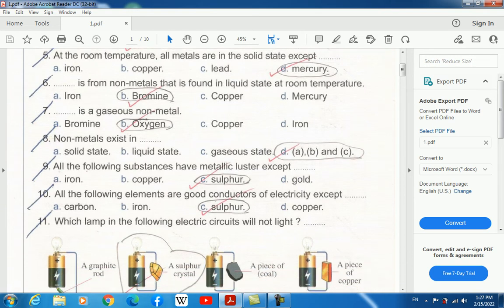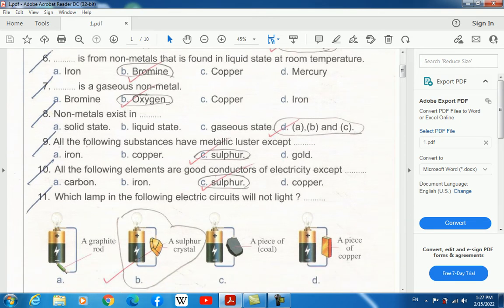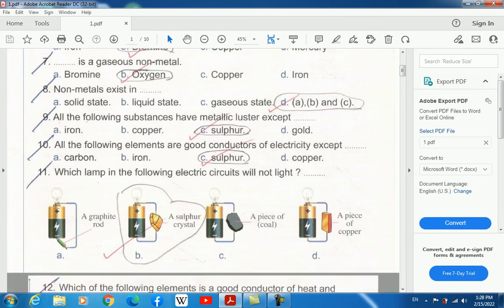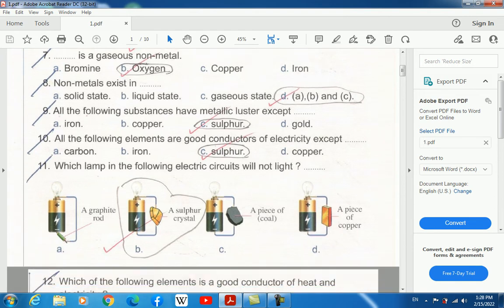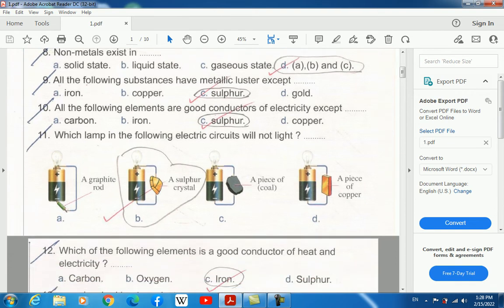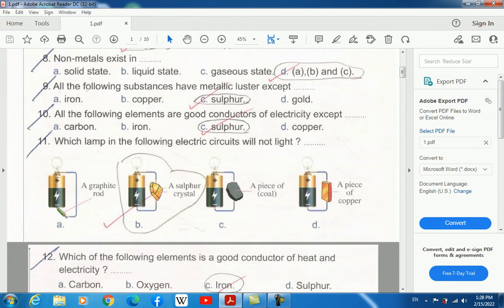5. At room temperature, all metals are in the solid state except mercury. 6. Bromine is from nonmetals that's found in liquid state at room temperature. 7. Oxygen is a gaseous nonmetal. 8. Nonmetals exist in solid state, liquid state, and gaseous state, which is answer D, A, B, and C.